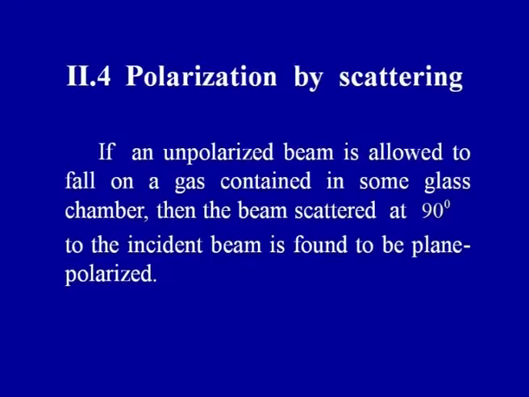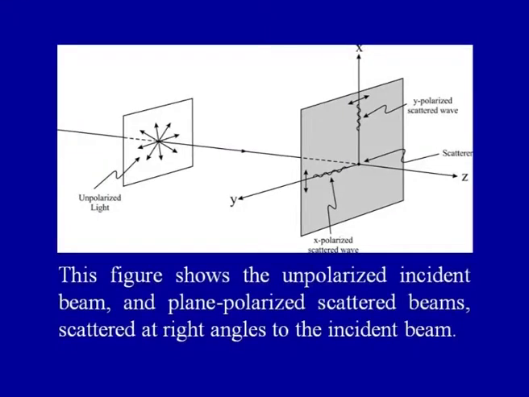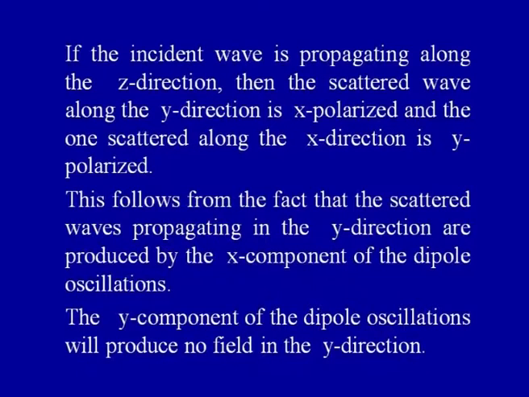Let us now consider polarization by scattering. If an unpolarized beam is allowed to fall on a gas contained in some glass container, then the beam scattered at 90 degrees to the incident beam is always found to be plane polarized. This figure shows the unpolarized incident beam and plane polarized scattered beams scattered at right angles to the incident beam. If the incident wave is propagating along the z direction, then the scattered wave along the y direction is x-polarized, and the one scattered along the x direction is y-polarized.